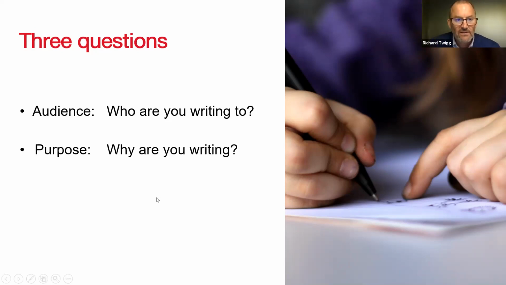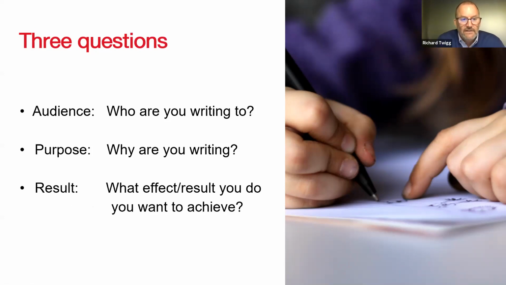Secondly, you need to think about the purpose. Why are you writing? Are you writing to inform, to complain, to request information, to gather information, to report on something? So the purpose is very important. Why are you writing? Because it's an exam question? No, that's not why you're writing.